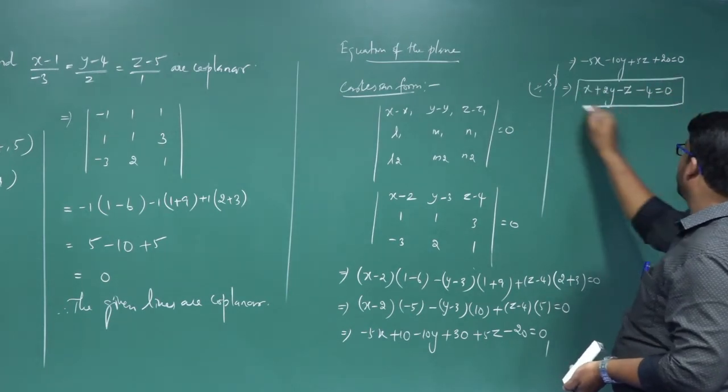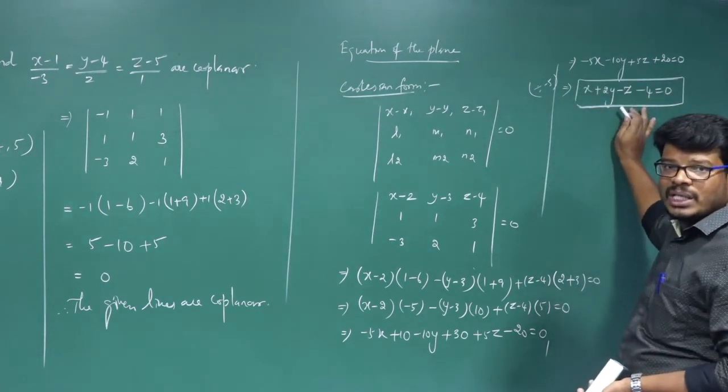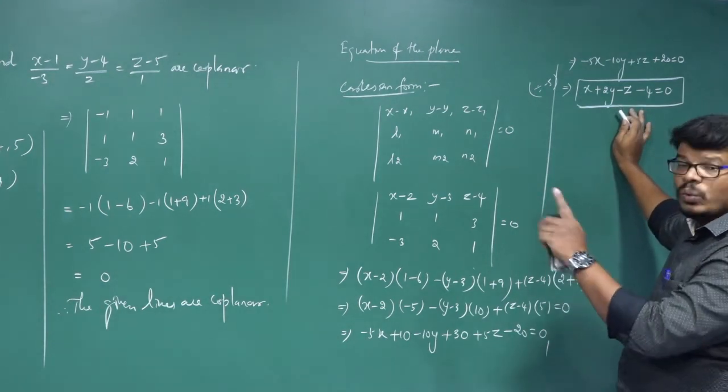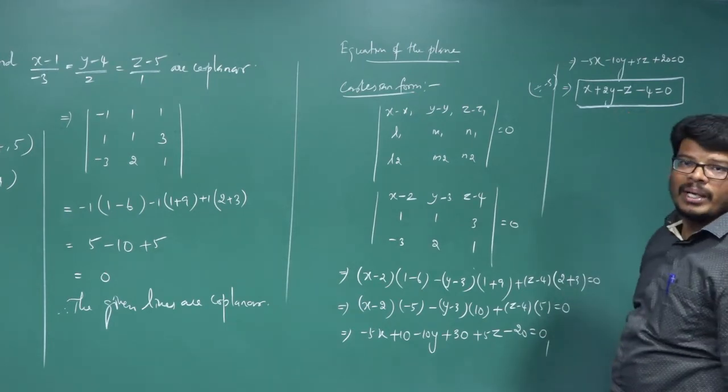That is x plus 2y minus z minus 4 equal to 0, a Cartesian equation of the plane containing these two lines. That is a Cartesian equation of the plane.